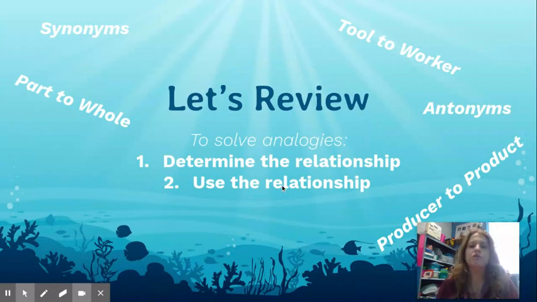All right, so let's review where we've been. To solve analogies, we always want to determine the relationship. So far, we've been given synonyms, antonyms, part to whole, producer to product, and tool to worker, and then we use those relationships to solve for the unknown word.